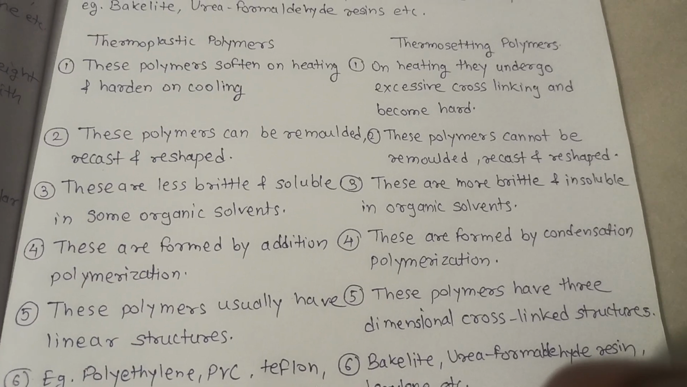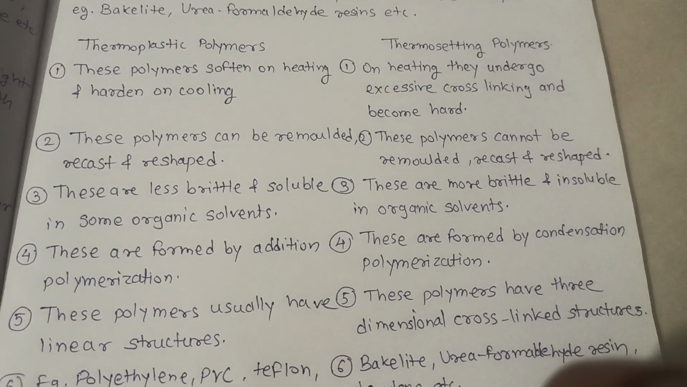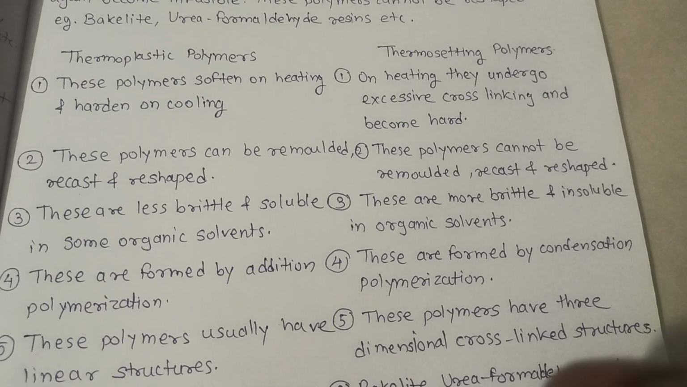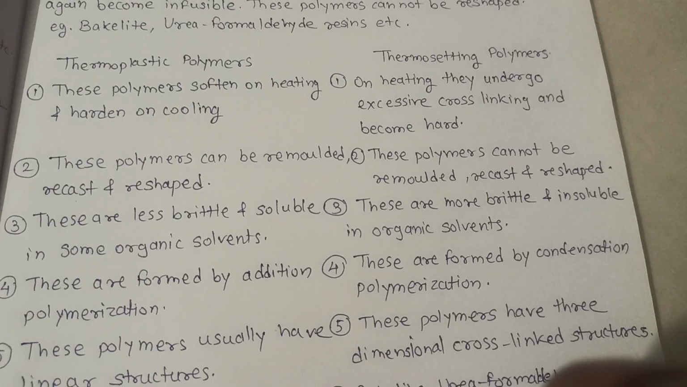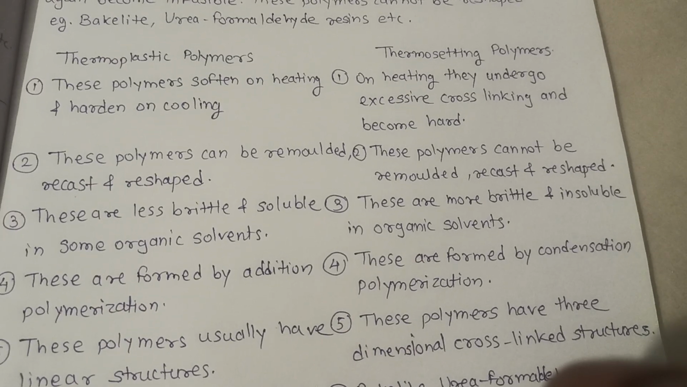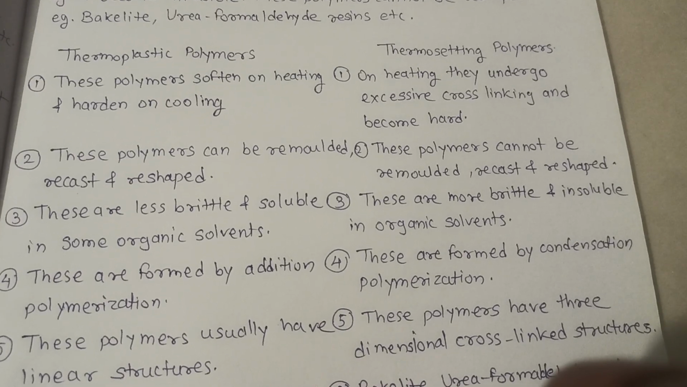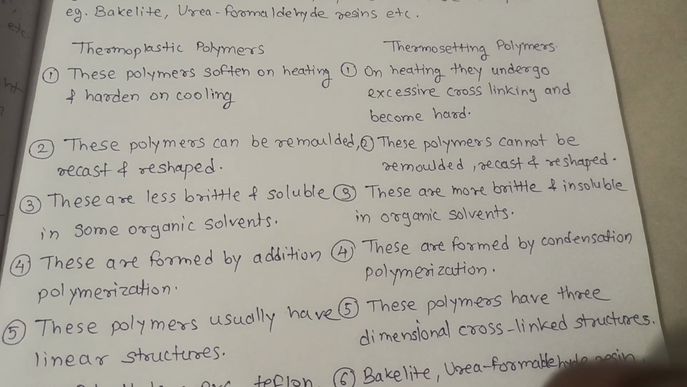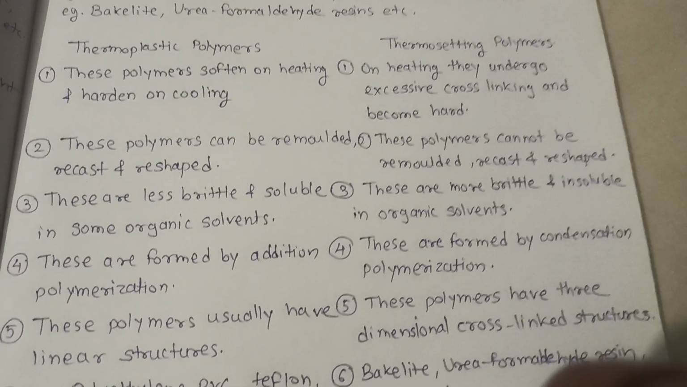First point, for thermoplastics, these polymers soften on heating and harden on cooling. And for thermosetting, on heating they undergo excessive cross-linking and become hard. Second point, thermoplastic polymers can be remolded, recast and reshaped. Thermosetting polymers cannot be remolded, recast and reshaped. Third point, thermoplastics are less brittle and soluble in some organic solvents. Thermosetting polymers are more brittle and insoluble in organic solvents. Fourth, thermoplastics are formed by addition polymerization. Thermosetting polymers are formed by condensation polymerization.